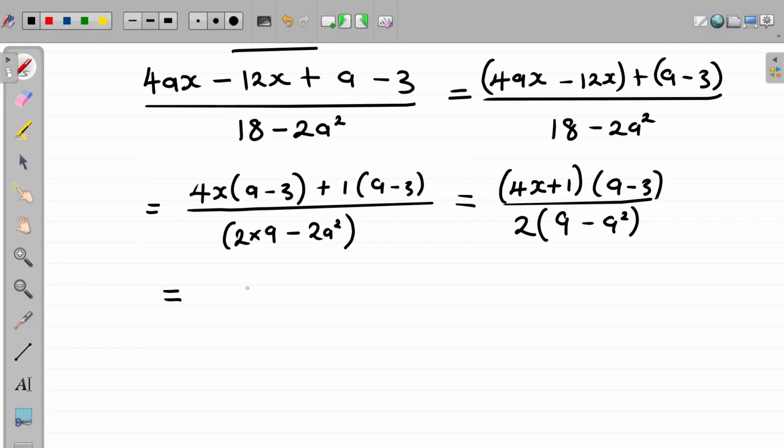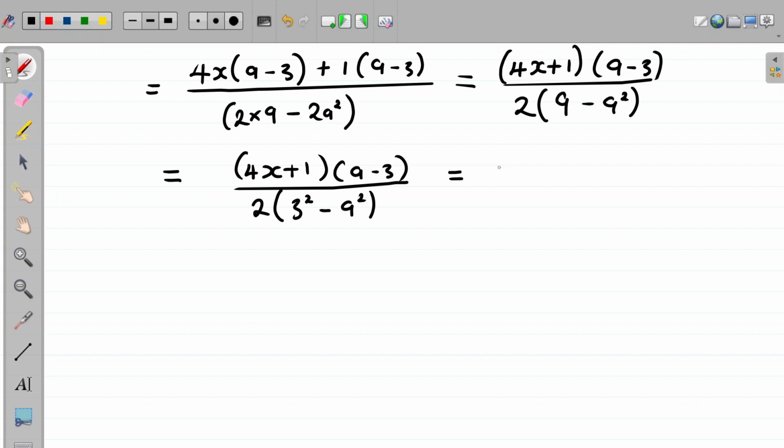So our expression becomes 4x plus 1 multiplied by a minus 3 divided by 2 open bracket 3 squared minus a squared. Now, looking at our denominator, we have an expression there that represents a difference of two squares.